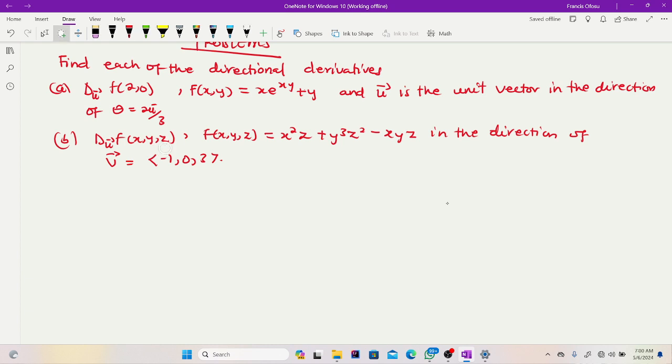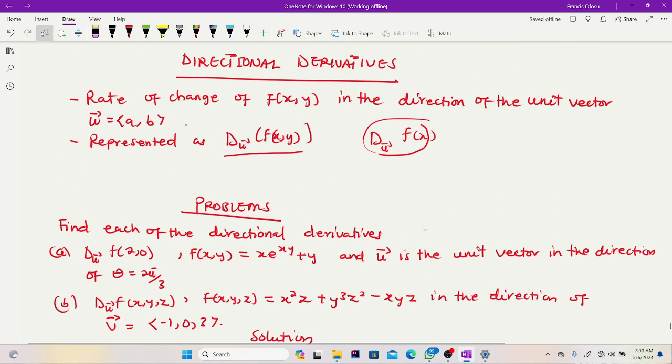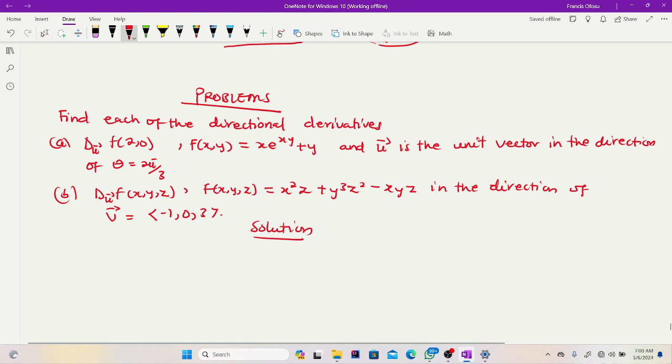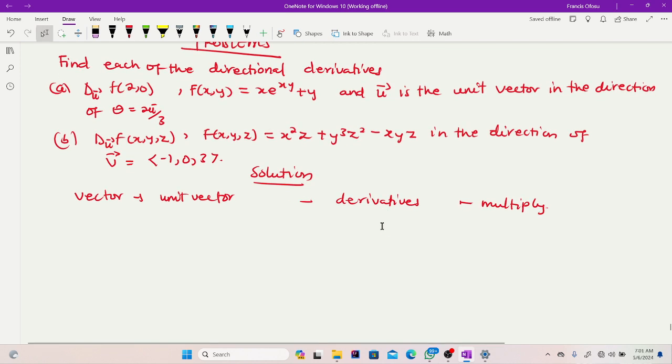Then we have this second one. So let's quickly solve the first problem. But before then, let's get back to the definition once again. It says the rate of change of a function in the direction of the unit vector. Take note, a unit vector should have a magnitude of 1. So for the start, what do I need? I need my vector, then I will convert it to a unit vector. Then the next thing I need is my derivatives. Then after that I multiply.